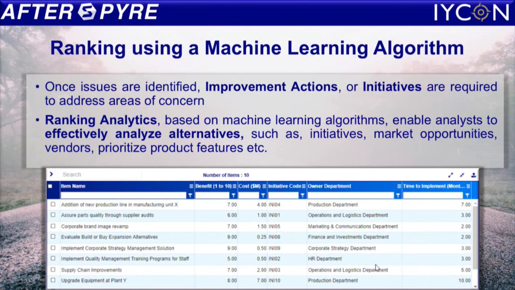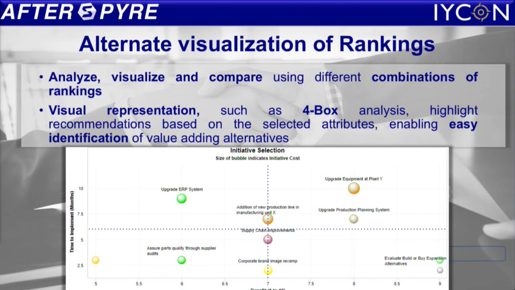Looking at the next step, we would do ranking with a machine learning algorithm to identify improvement actions and to select things to improve. Again, like we said, initiatives, market opportunities, vendors, and we can visualize this using what we call a four-box functionality. In this case, one of the key issues is to evaluate a build or buy for an expansion alternative.